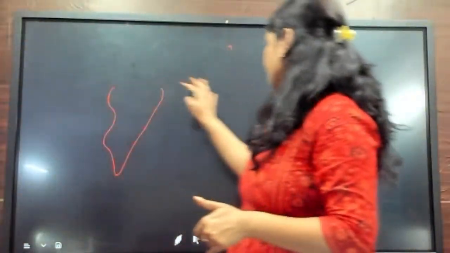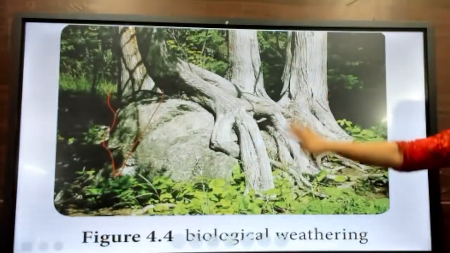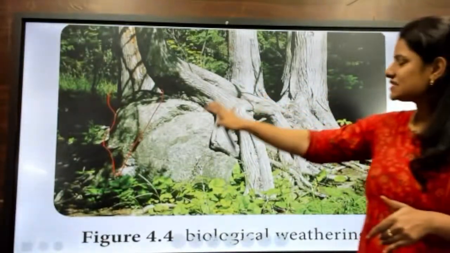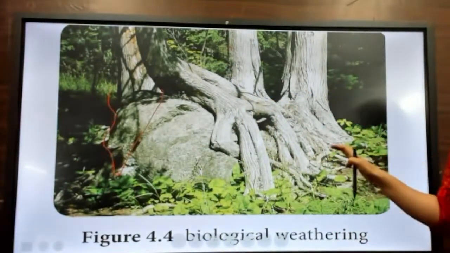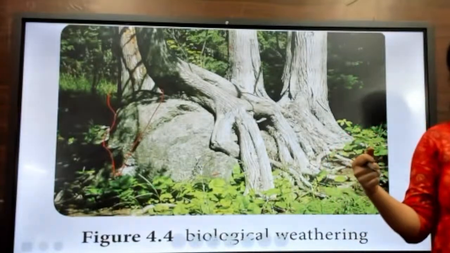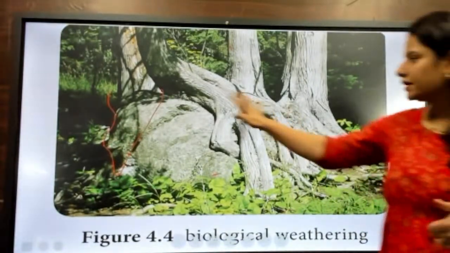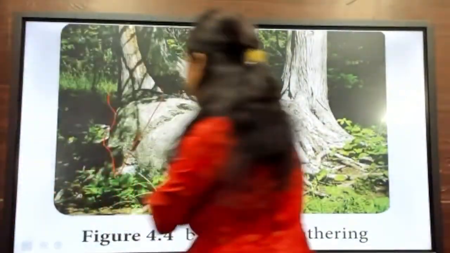Now here, can you see this biological weathering? Right? There is a rock. Now these big trees have grown here. So whenever these big trees grow here, what will happen to this rock? It will again get divided into smaller granules. So this is what your biological weathering is. Fine. So this is what weathering is about.